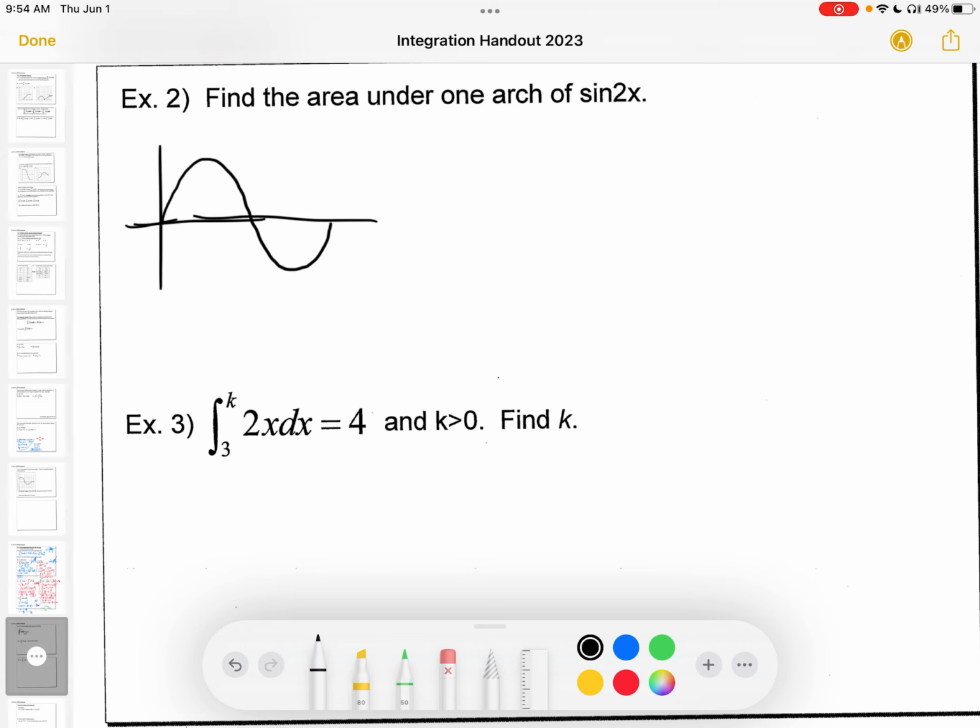Okay. If it were sine x, it would have a period of 2 pi. This has a horizontal stretch by a factor of a half, or we could say it has a period of 2 pi over 2, or just pi. What is this area? Well, it is the integral from 0 to pi over 2 of sine 2x.